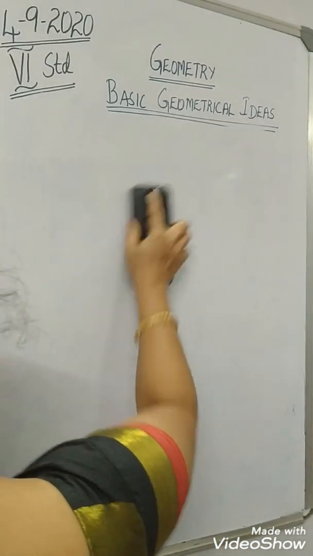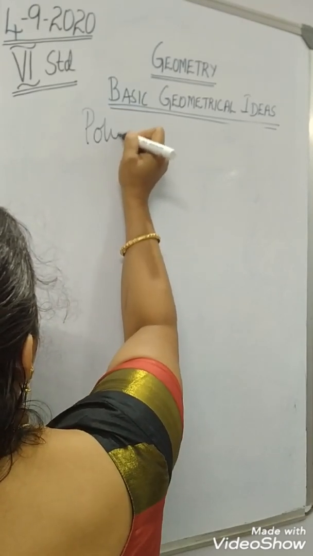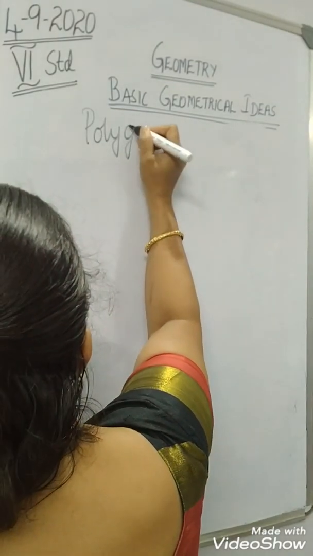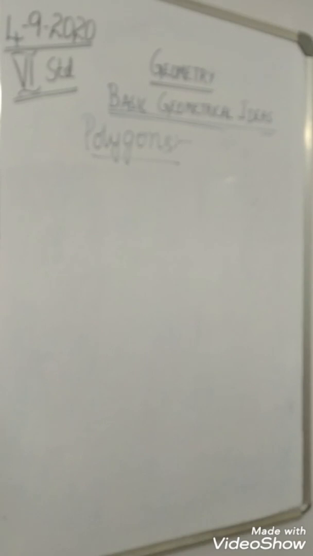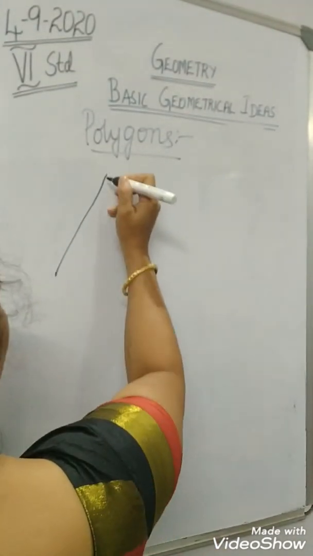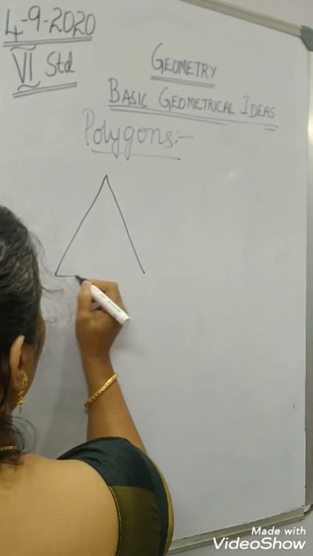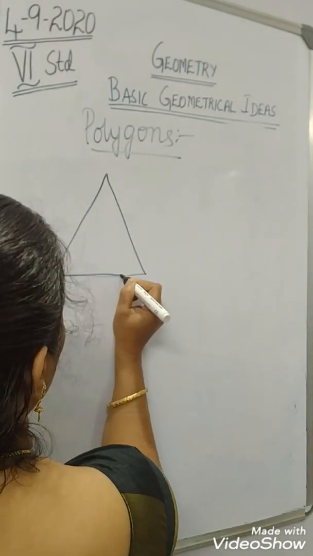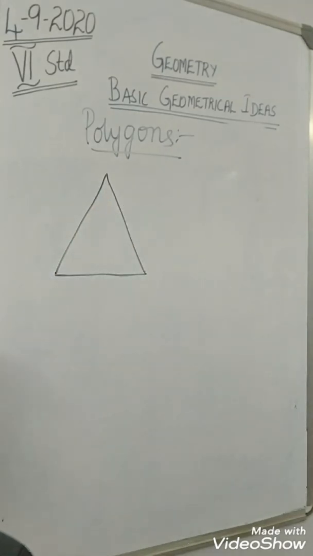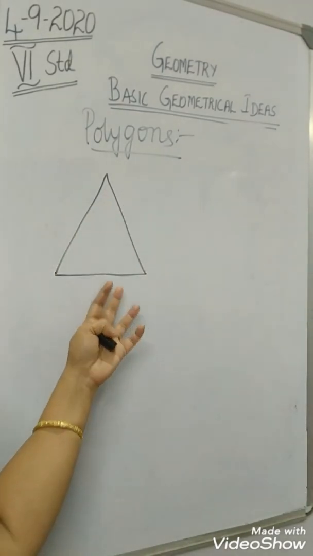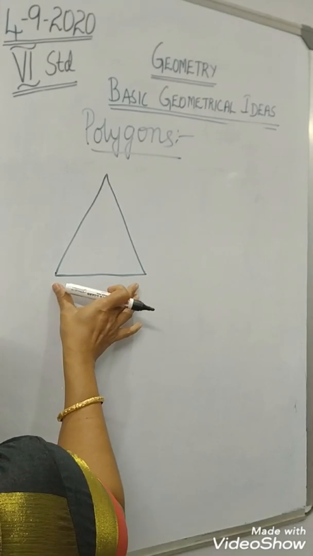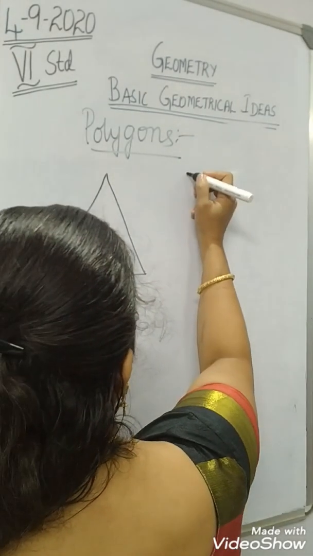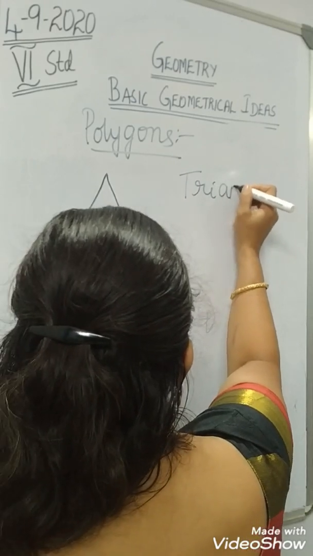In your last class, you learnt about polygons. Do you remember? What do you mean by polygon? Polygons are the closed figure which is made up of line segments. Yes? Is this a polygon? Can you tell, is this a polygon? Yes, it is a polygon because it is made up of line segments. How many line segments is it made up of? It's made up of 3 line segments, isn't it or not? This is a line segment, this is a line segment, and this is also a line segment. Can you tell what it is called? It is called a triangle.